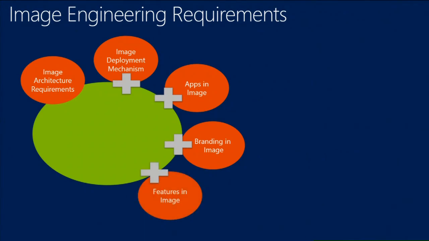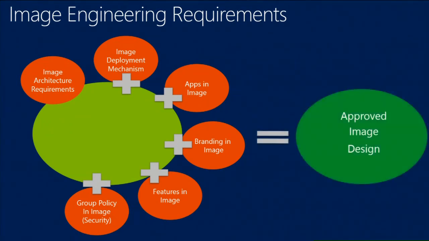What features of the operating system do you or do you not want to turn on? What services, what features do we need? And then finally, what group policy do you want to add to the image itself to make it secure out of the box? So what local group policy do you want to apply? So collecting all this information together, we end up with an approved image design.